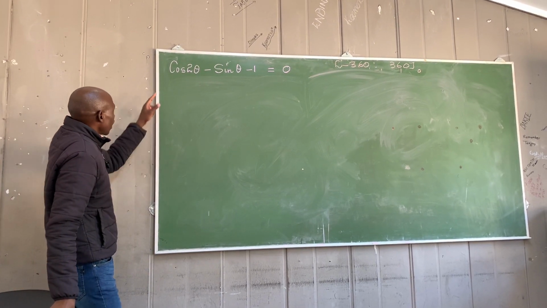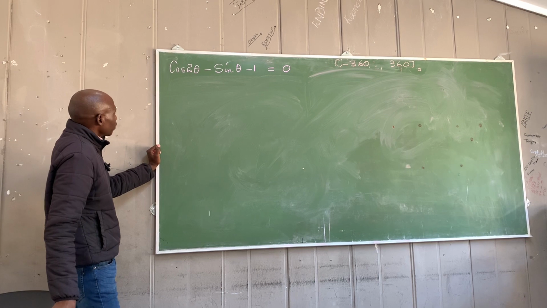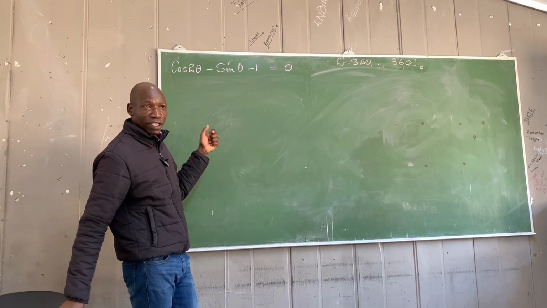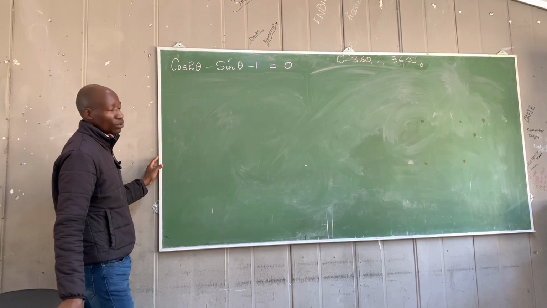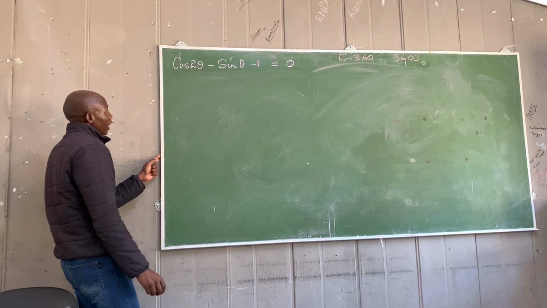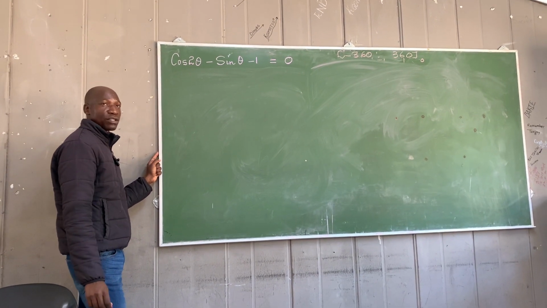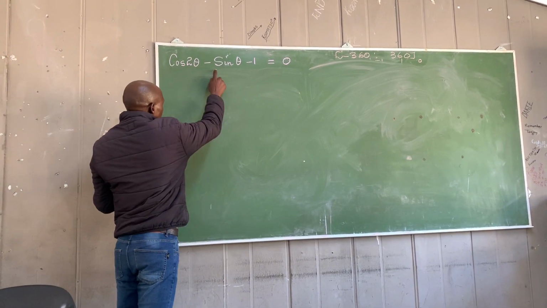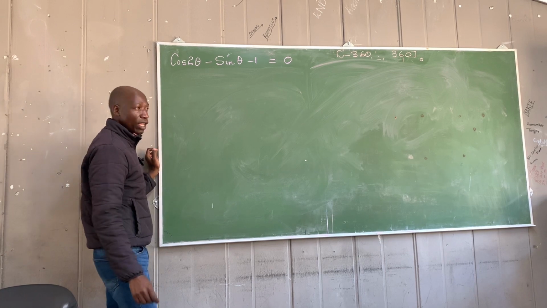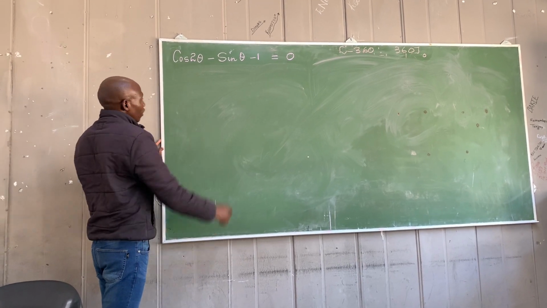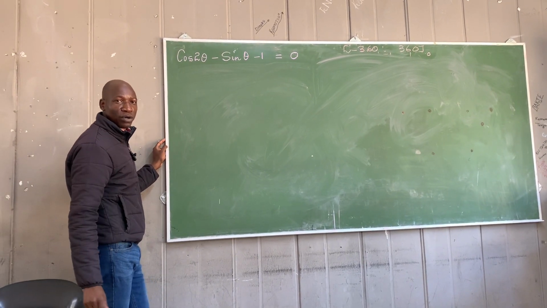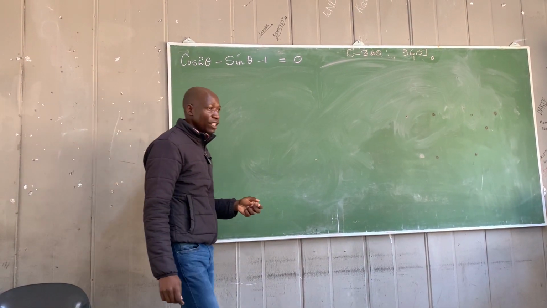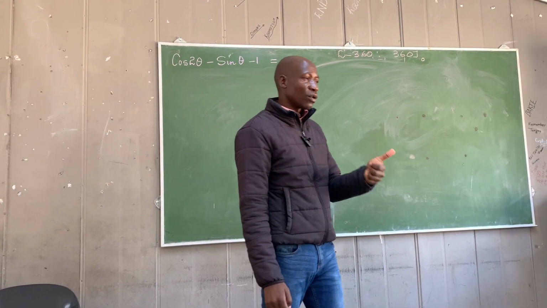So today we are also proceeding with cos 2 theta minus sin theta minus 1 is equal to 0 in the field of the general solution. This one, just like the first part that we have covered with cosine theta, we are going to solve it by identifying the correct identity for cos 2 theta. And remember, we have three identities for cos 2 theta.